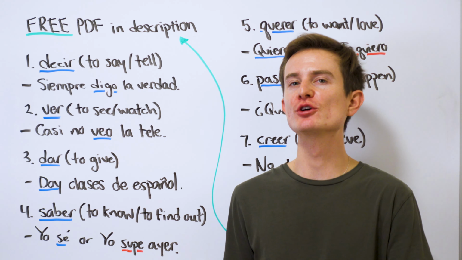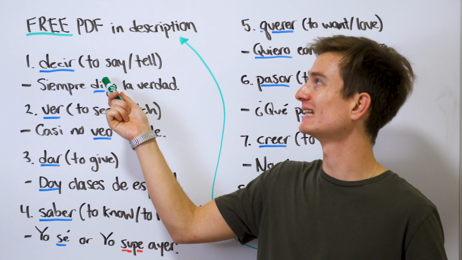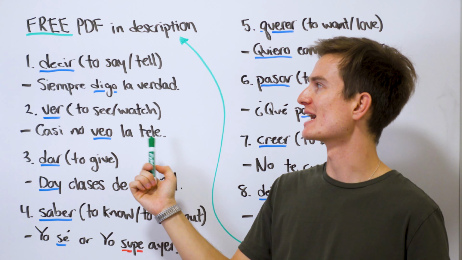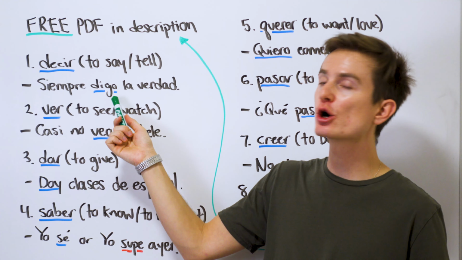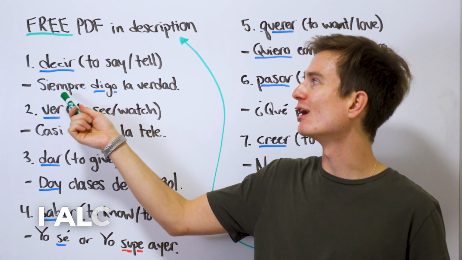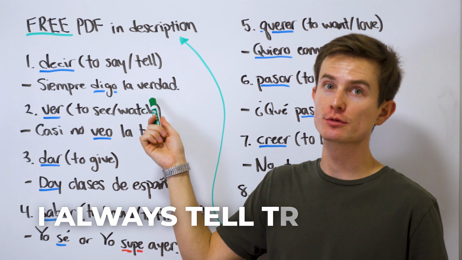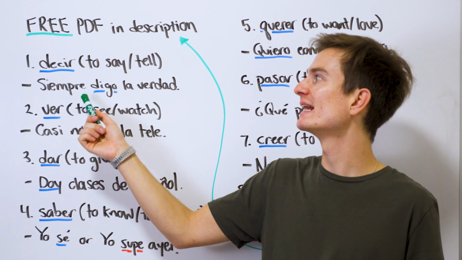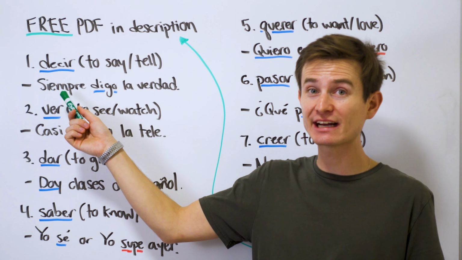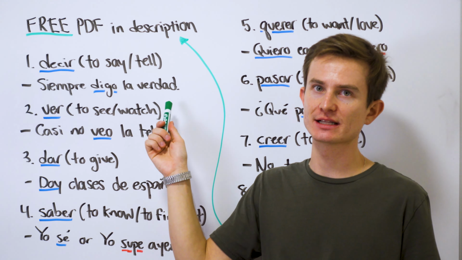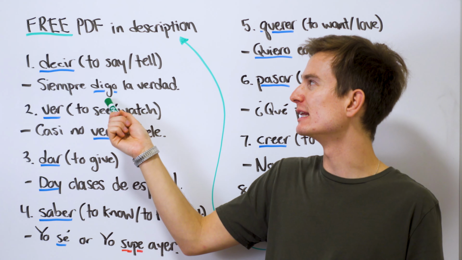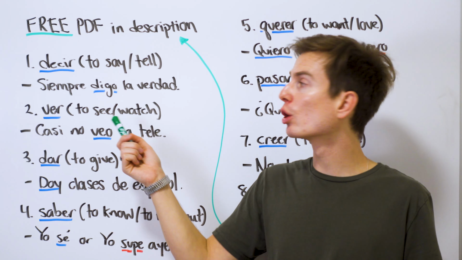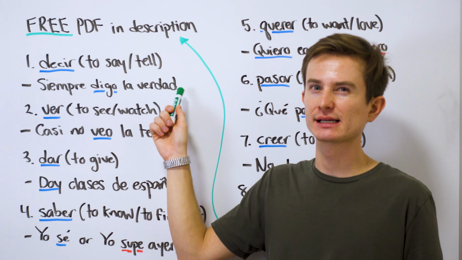Now we have the common verb decir, meaning to say or to tell. For example, siempre digo la verdad. I always tell the truth. Now, when we have a word like siempre or nunca, we can either put it at the beginning of the sentence or at the end of the sentence. So we can say siempre digo la verdad, or digo la verdad siempre.